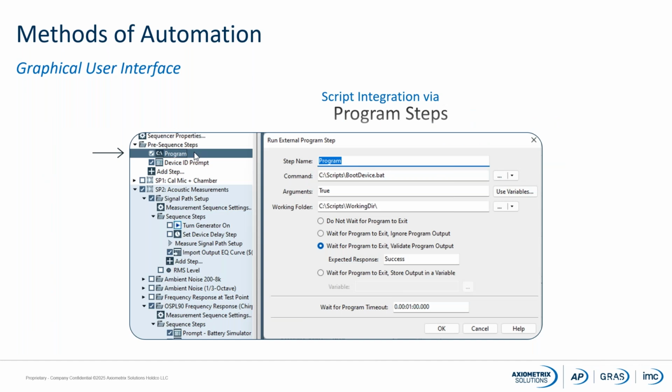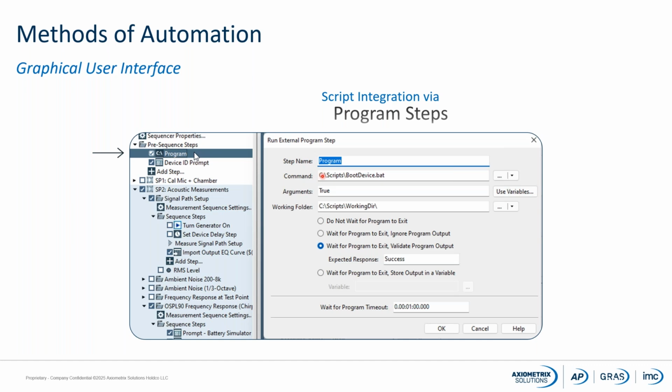Another useful feature that's built in is the program step. What this allows you to do is execute or run any executable file from any point in your sequence, or also before the sequence. So here you can see we have a program step that I've added before my sequence, and I can tell the program step exactly which file I want to run.